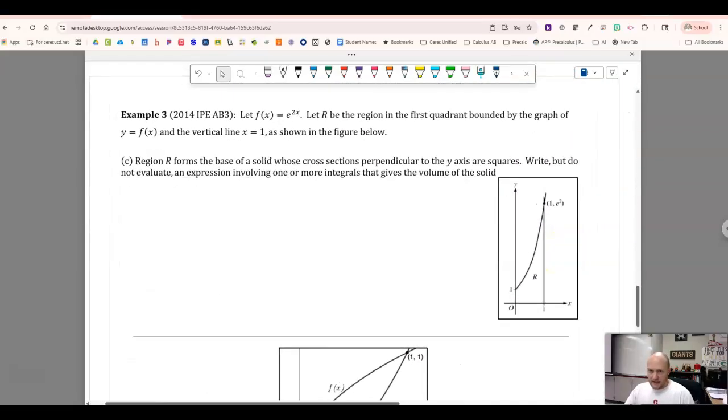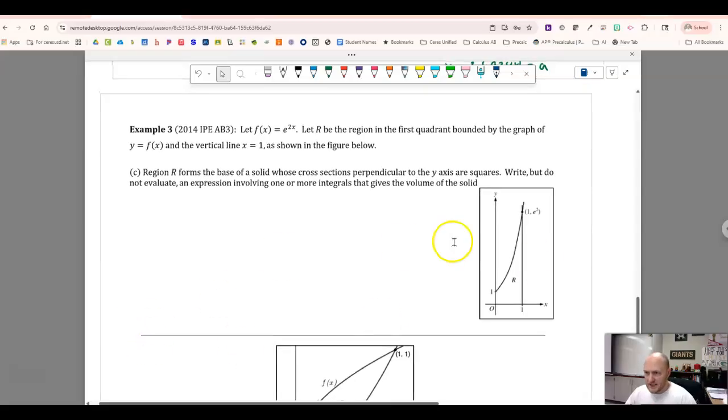All right, example 3. Example 3 is going to be different because, again, here they give us a function f, and they say R is the region in the first quadrant bounded by the graph of y equals f of x and the vertical line x equals 1, as shown in the figure below. Region R forms the base of a solid whose cross-sections are perpendicular to the y-axis, which are squares. Again, they say write, but do not evaluate an expression involving one or more integrals that gives the volume of the solid.